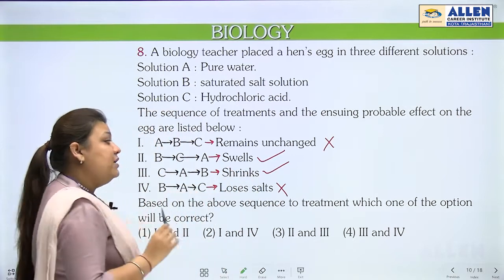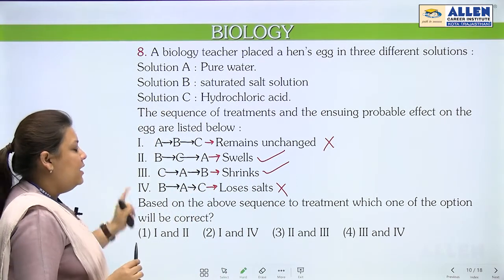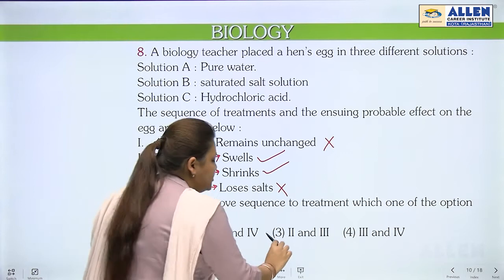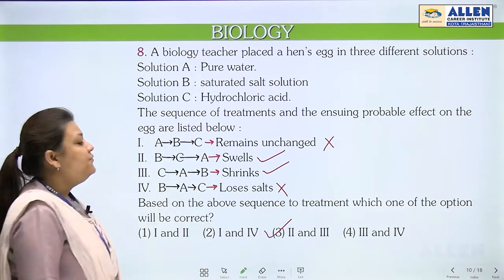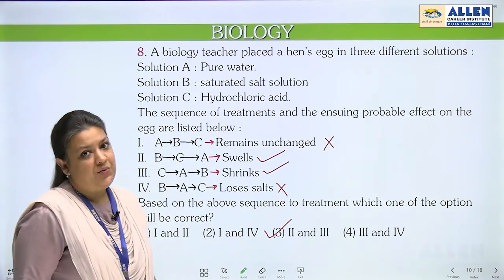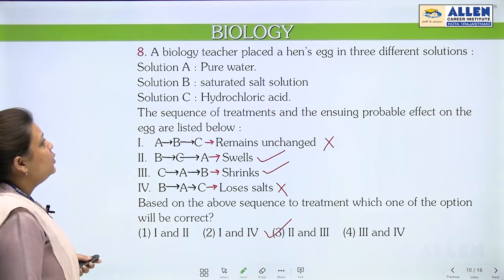So, what is the correct one? That is second and third, and second and third is coming in which option? That is option number 3. So, the correct answer for question number 8 is option 3. Is it clear? Now, moving on to the next.